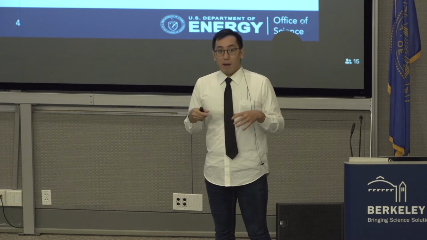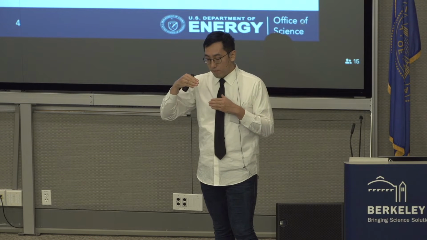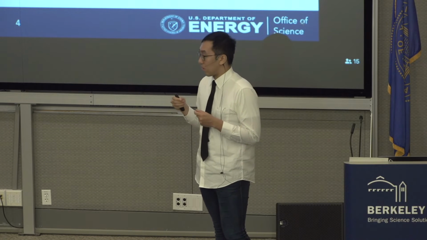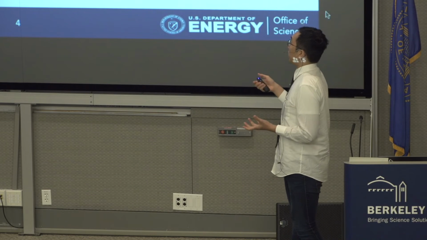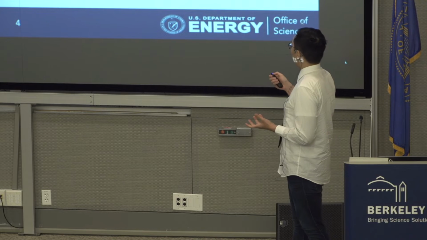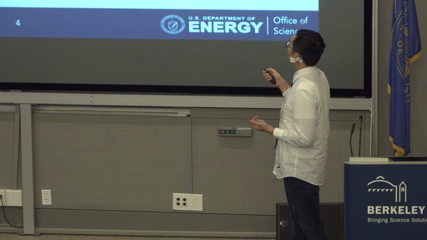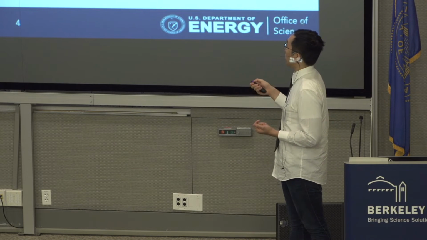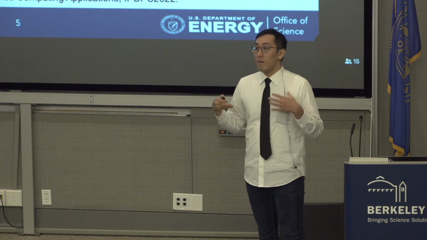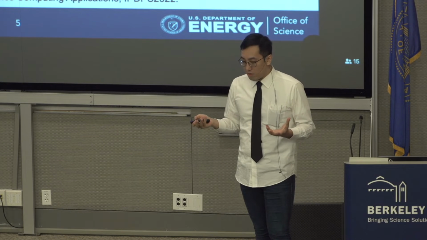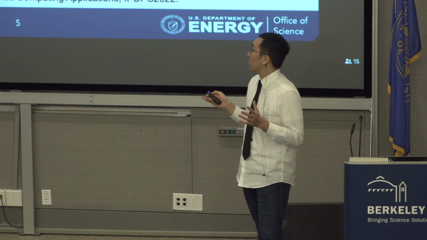That means that by sequential testing and evaluation of the cosmology emulator, which gives us the functional output, we can figure out what kind of parameter configuration we have to supply to this cosmology simulator so that we can generate this orange curve that's very close to the original blue curve that we observe. These are the two methodological innovations that we did in the past 2 years.